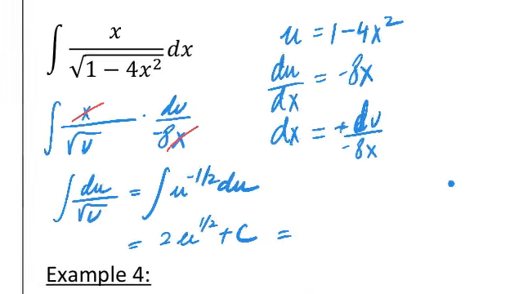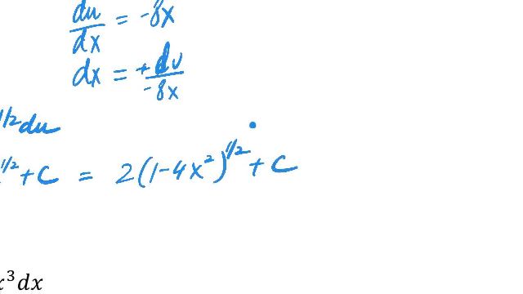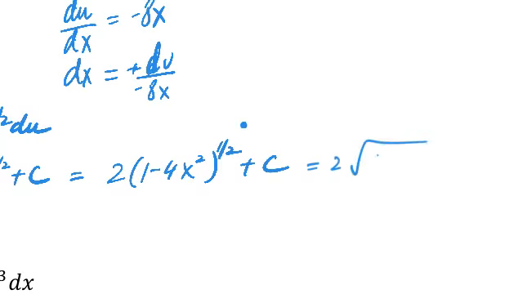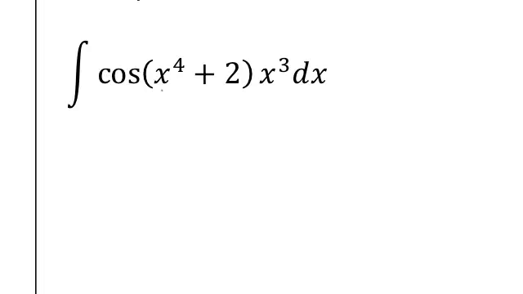And last step, substitute the u. So 2 times 1 minus 4x squared to the 1/2 plus c. And if you want to write that as a square root, you can do that as well. And there's your answer. Example 4, trig function. With trig functions, it's the inside again, which is the angle of the trig function. That's what you're going to use as your u.